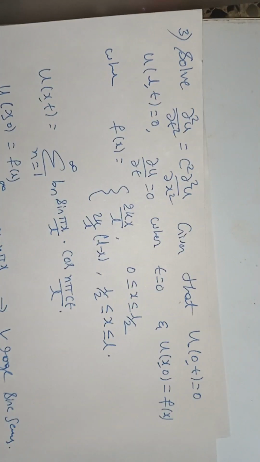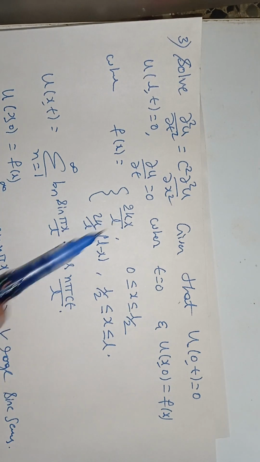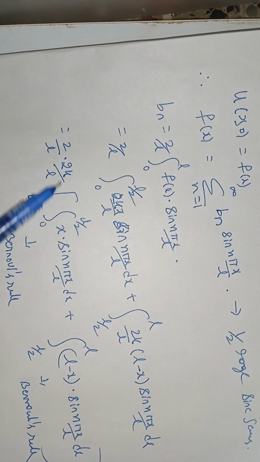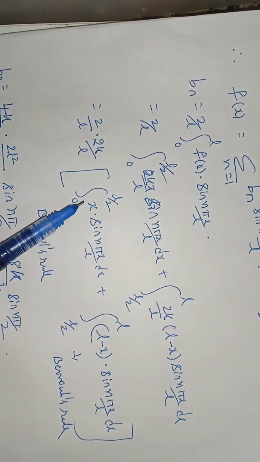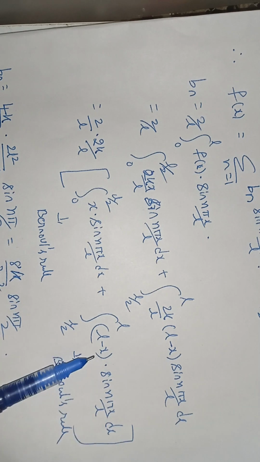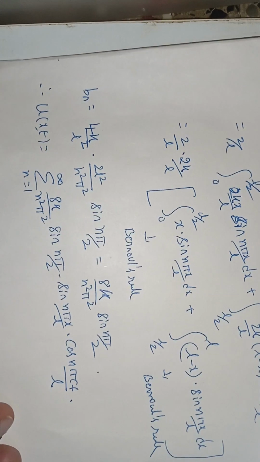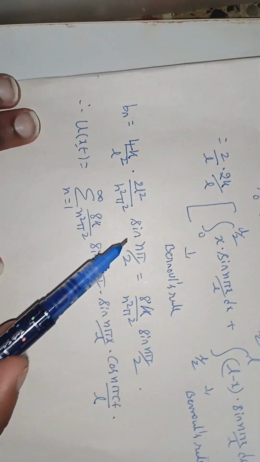F of x has two intervals, 0 to l by 2, l by 2 to l. Two functions are defined. So I have split the terms, 0 to l by 2, took common all the constants, and x into sin n pi x by l, you know how to integrate, Bernoulli's rule. L minus x into sin n pi x by l, also Bernoulli's rule. So you end up with this result as bn, and you substitute bn in the main equation. You end up with u of x comma t as this term.